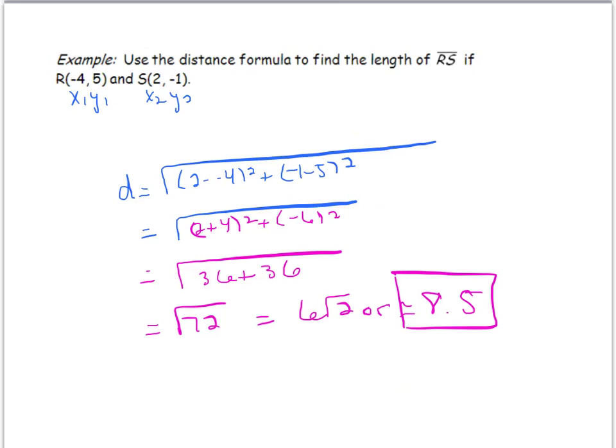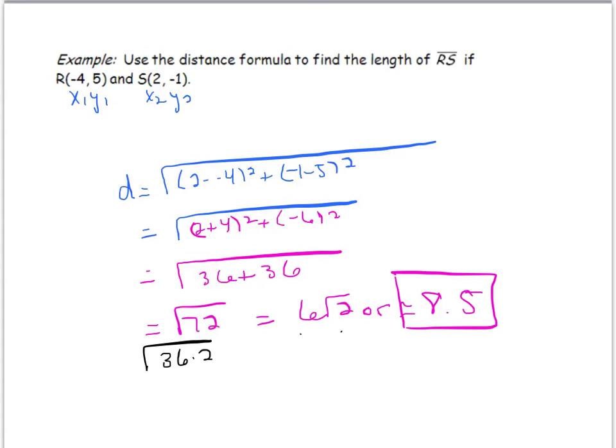Alright, you guys should have labeled x1, y1, x2, y2, plugged it in. What happens is you end up with the square root of 72. Now I did this 2 different ways. The first way is I broke down your radical, which is something that you should be familiar with. 72 has a perfect square inside of it. It is 36 times 2. The square root of 36 gives me 6, and your radical 2 is left over.